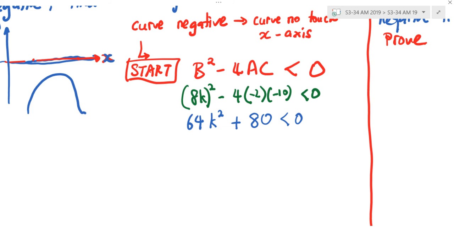I need to change the question again. No, I got a problem. I got a mistake here. So I don't change, I just correct myself. This is wrong. It should be minus. So my mistake. Minus, because minus 4 times minus 2 times minus 10 got 3 minus signs. So the answer is minus.